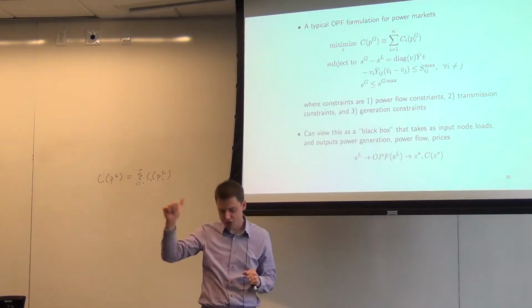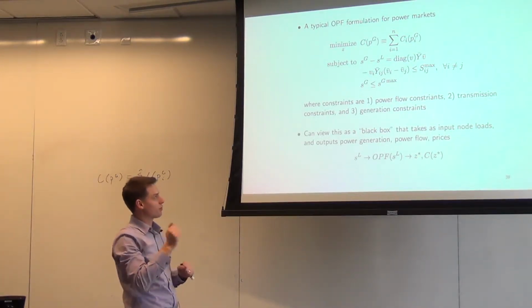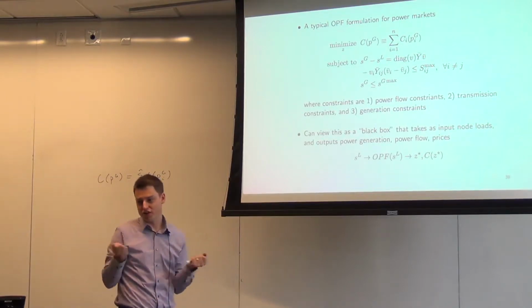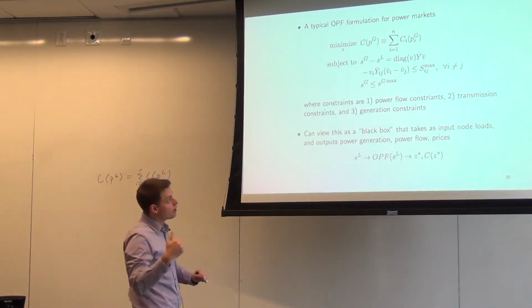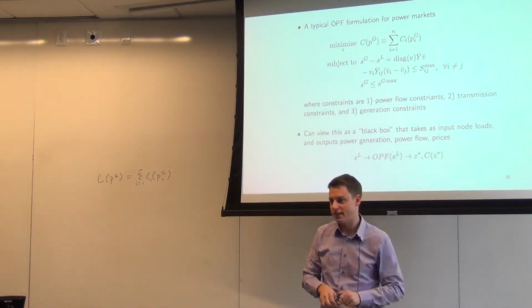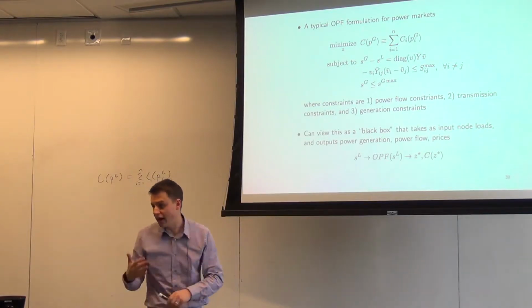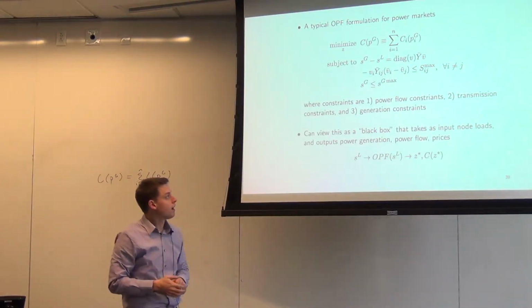So the next one's just power flow. S^G minus S^L, those together are just S. That's the total power injection at each node. That equals diag(V) Y bar V bar. That's just our familiar power flow equation that has to be satisfied by these problems.